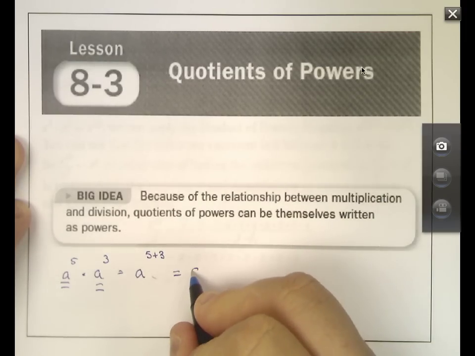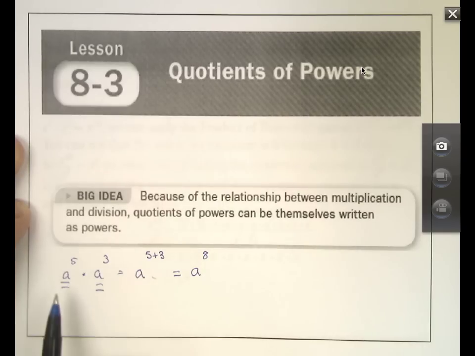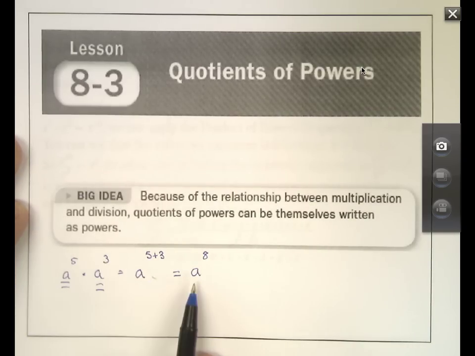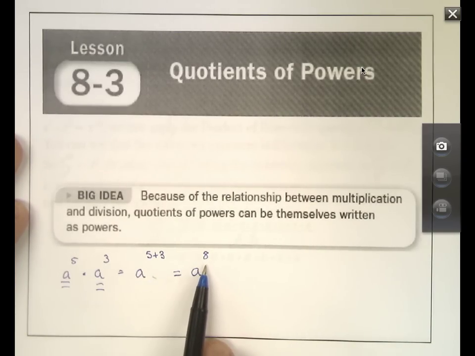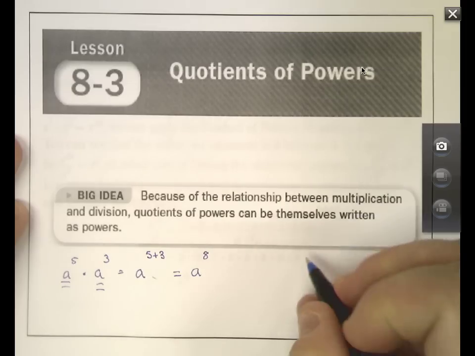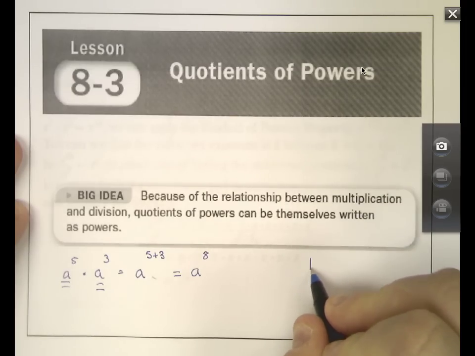5 plus 3 was 8. So 8 to the 5th times 8 to the 3rd gave me 8 to the 8th. Much is with quotient of powers.